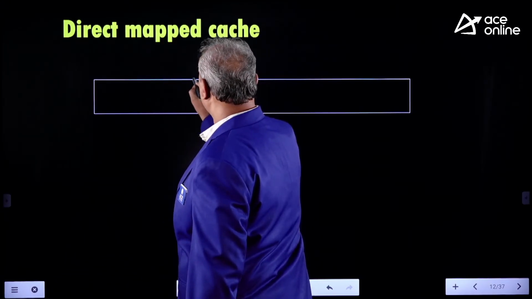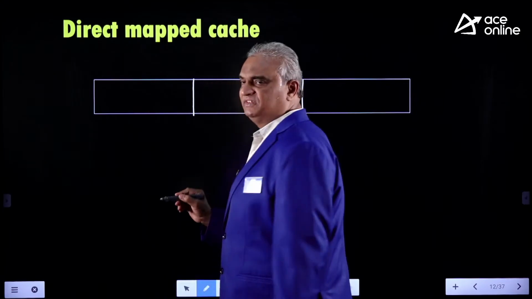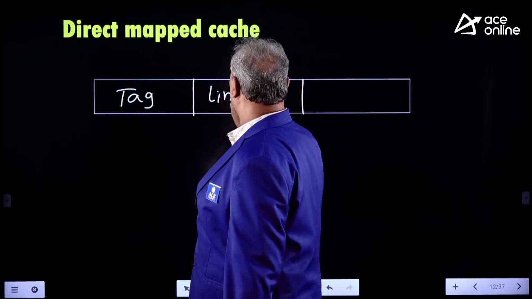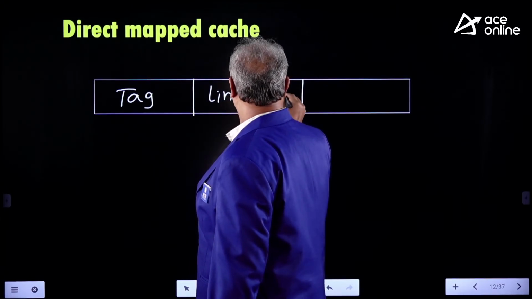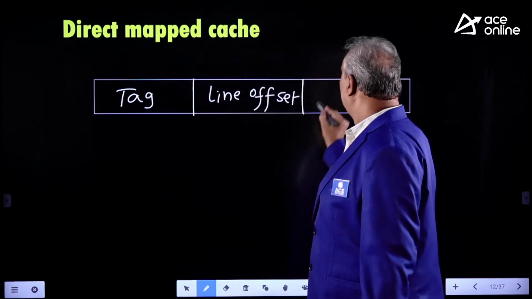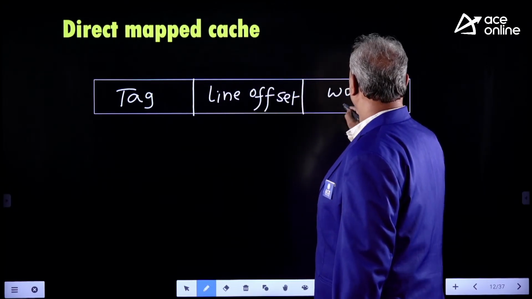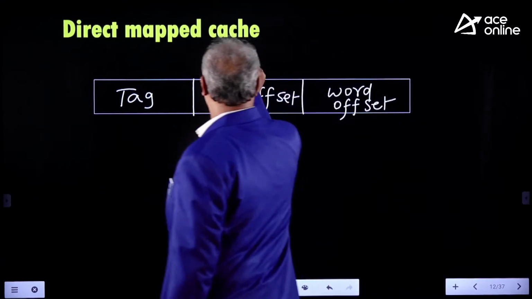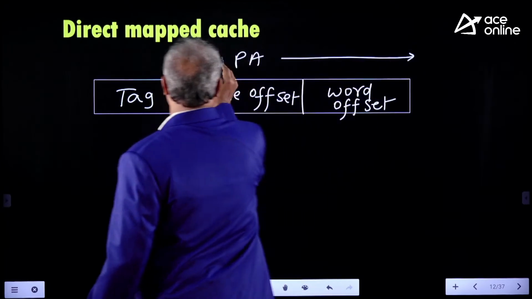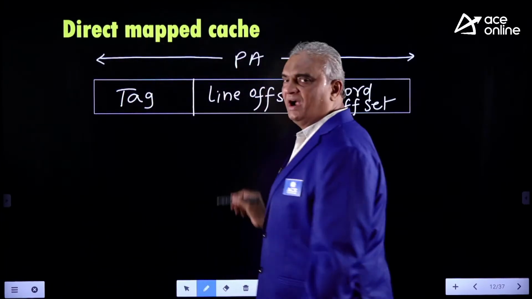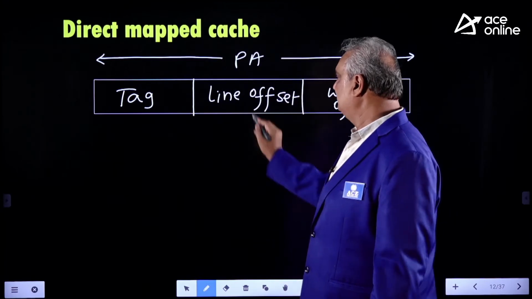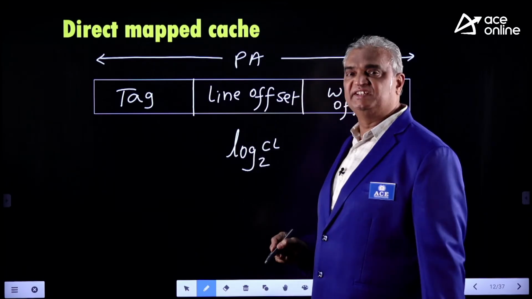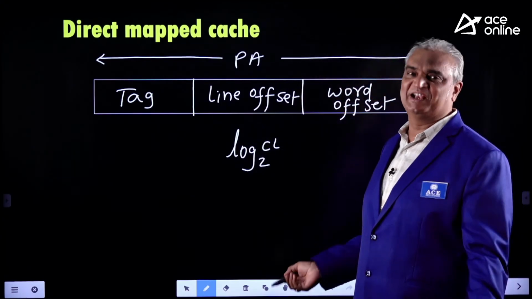It is divided into three fields. What are the names of these fields? Tag, line offset, and word offset. Cache block is also known as cache line. How to compute these fields? Here, total address is nothing but physical address. What is the procedure to find line offset? It is log CL with base 2. What is CL? Number of cache lines in cache memory.